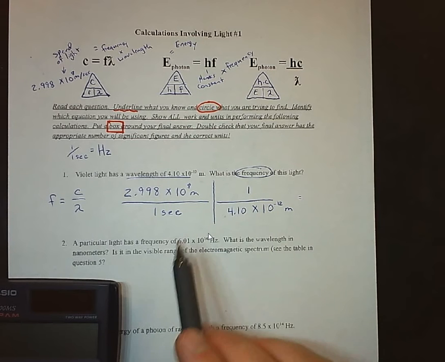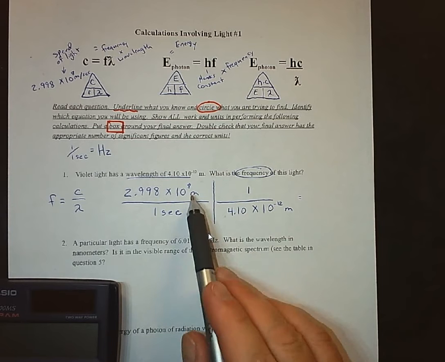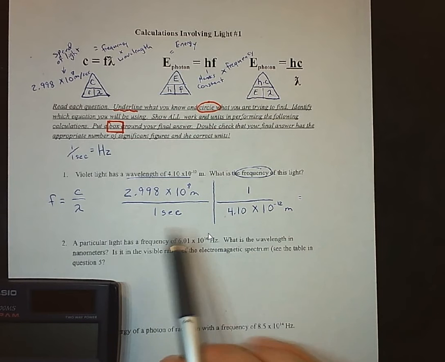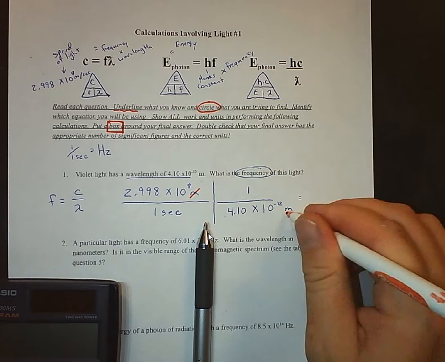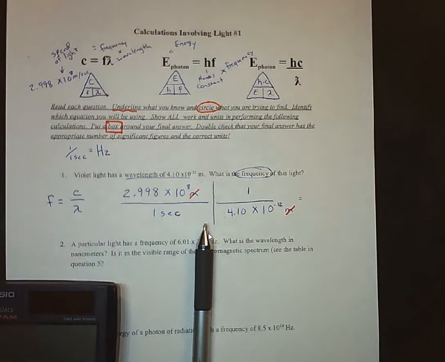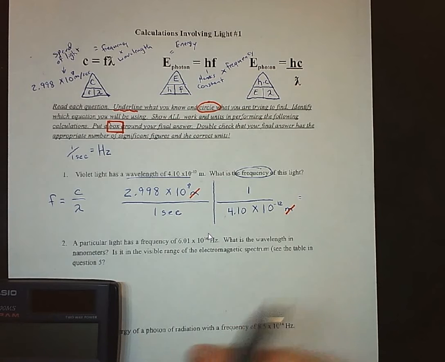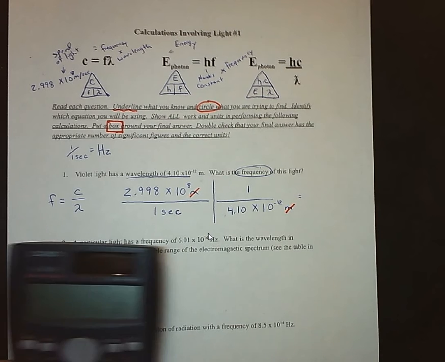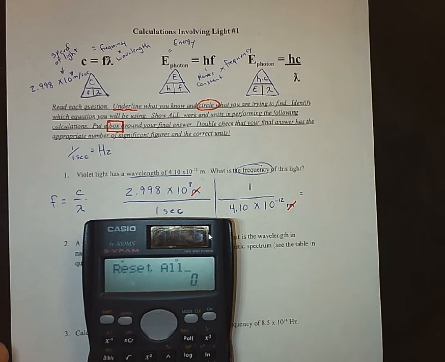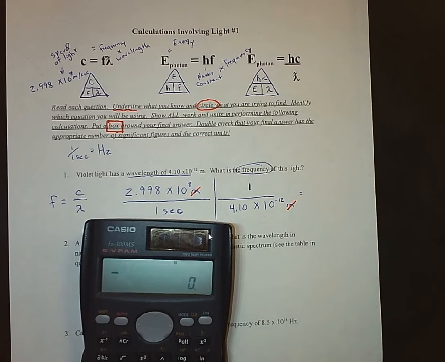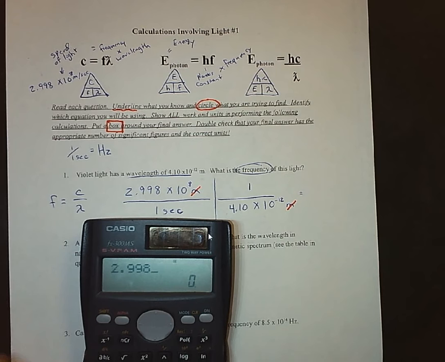What we do want is meters on the top and meters on the bottom, so that cancels out. Meters is canceling out. Let's see what we get. Make sure you guys can see this. Okay, so 2.998 times 10 to the 8th.